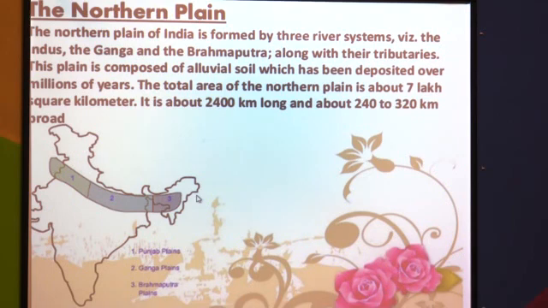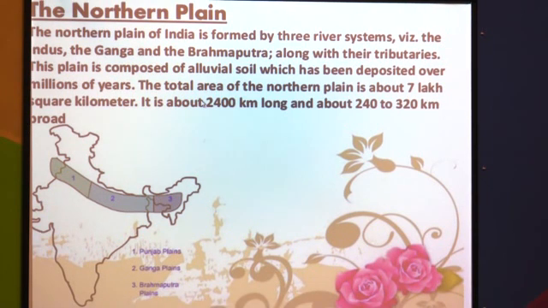So students, see here, this plain is composed of alluvial soil which has been deposited over millions of years. Means when we observe this northern plain, rivers did not bring that deposition once or twice. Rivers continuously flow through this area and bring that deposition. So every year new soil covers this northern plain area; the old soil settles in the lower part and on the upper layer of that old soil, new soil is formed. That's why this alluvial soil brought by rivers is very fertile.